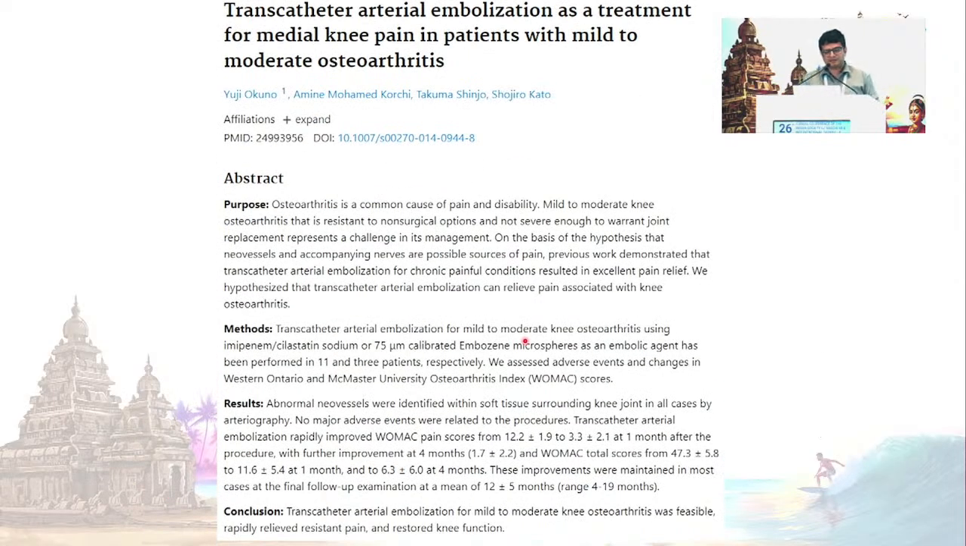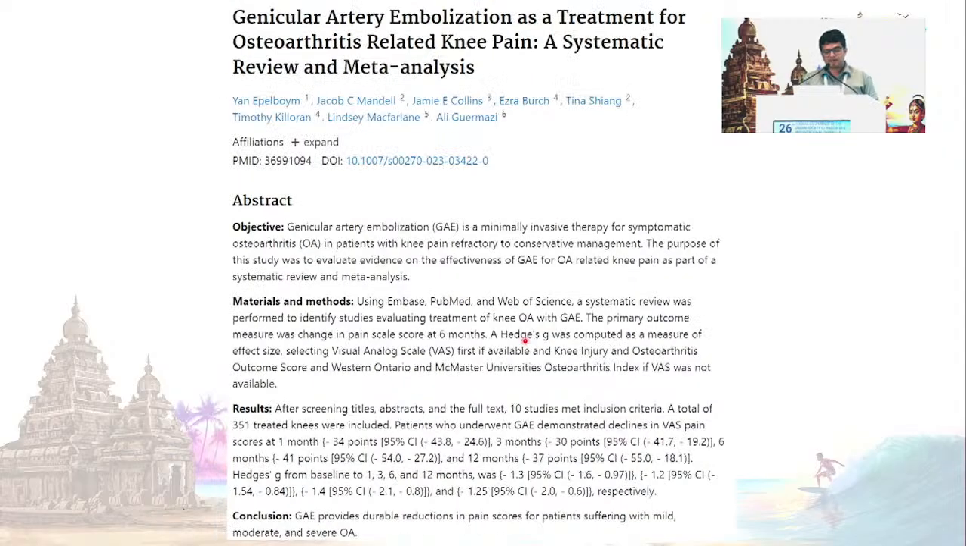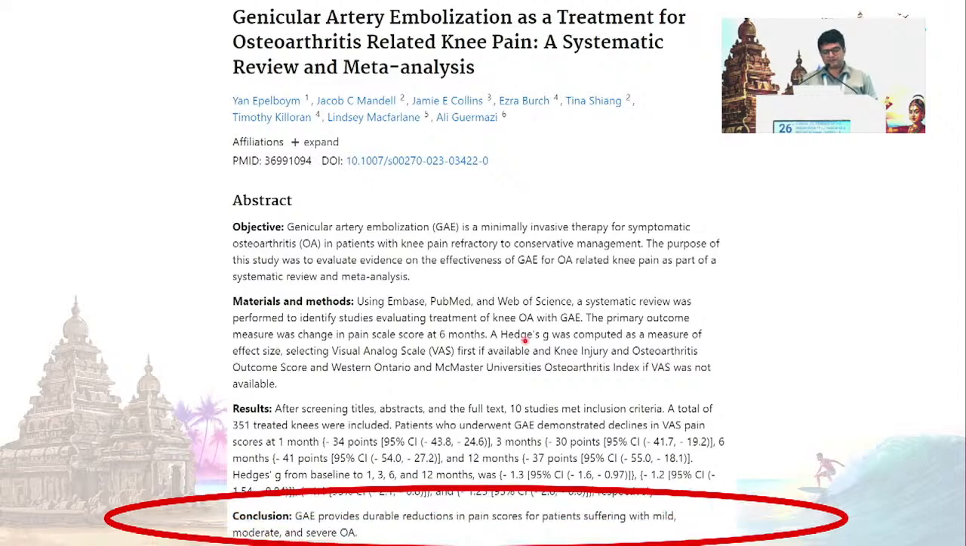Multiple papers, again the paper by Dr. Yuji Okuno, and this is very helpful for mild to moderate osteoarthritis, and it rapidly relieves resistant pain and restores knee function. So resistant pain meaning pain resistant to the NSAIDs and pain resistant to the physiotherapy. There is significant reduction in the WOMAC score and VAS scores after embolization. This paper showed it is also helpful for severe osteoarthritis.